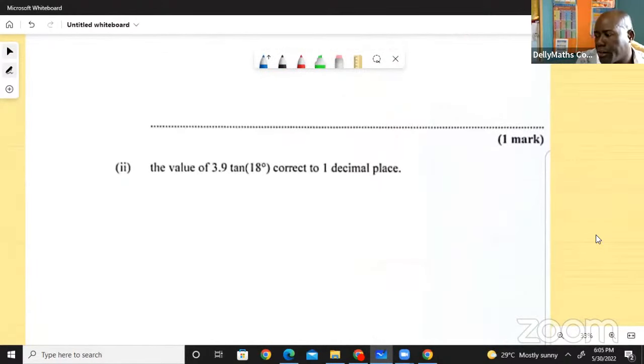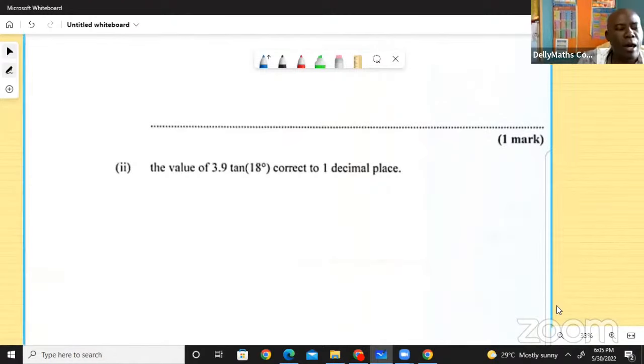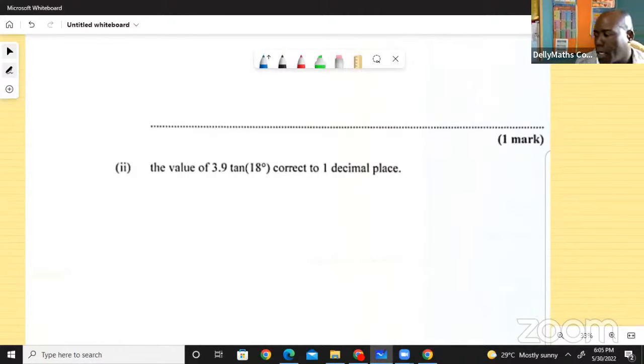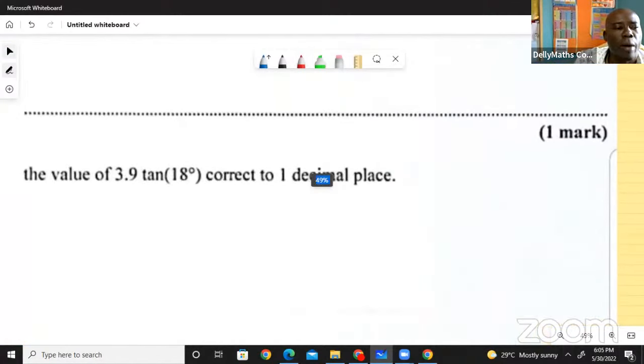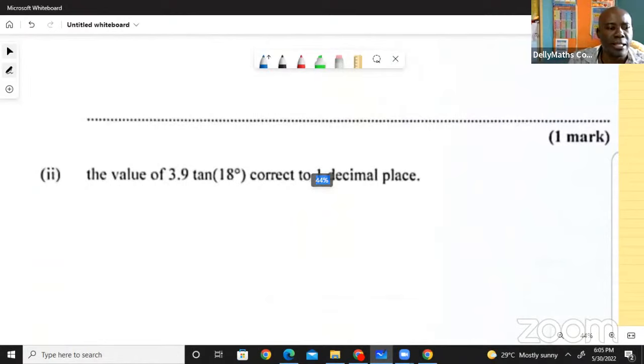So this other question here is asking us to find the value of 3.9 tan 18 degrees, correct to 1 decimal place. Again, this question wants to know how well you can use your calculator to put these together. So we're just going to put these on the calculator as is: 3.9 times the tangent of 18 degrees.